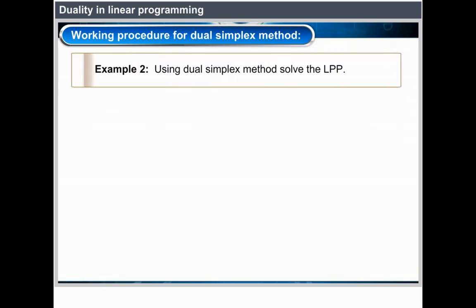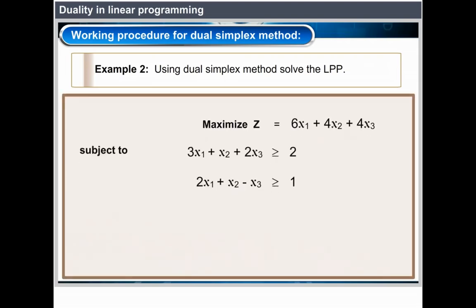Example 2. Using the dual simplex method, solve the LPP. Maximize Z equal to 6x1 plus 4x2 plus 4x3 subject to 3x1 plus x2 plus 2x3 greater than or equal to 2, 2x1 plus x2 minus x3 greater than or equal to 1, minus x1 plus x2 plus 2x3 greater than or equal to 1, and x1, x2, x3 greater than or equal to 0.